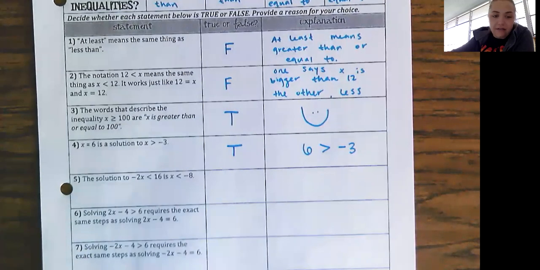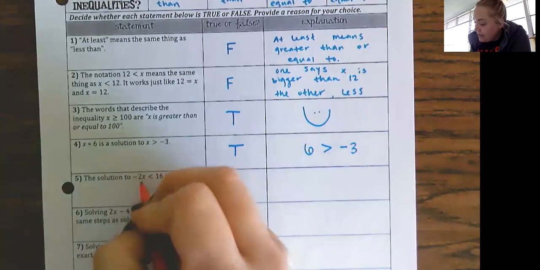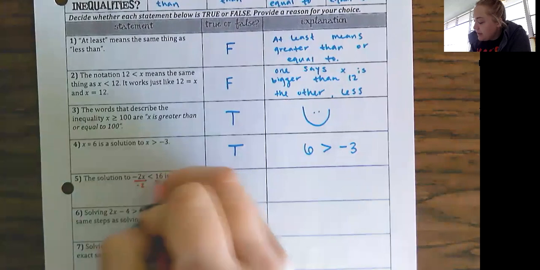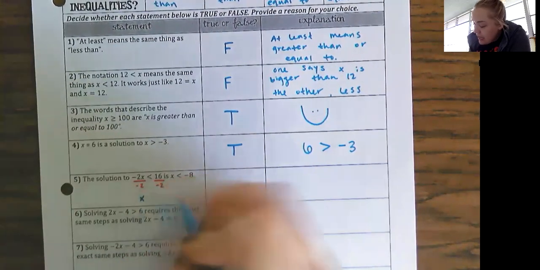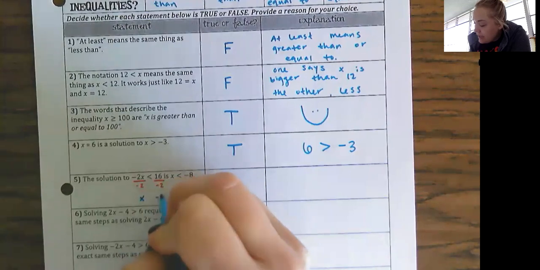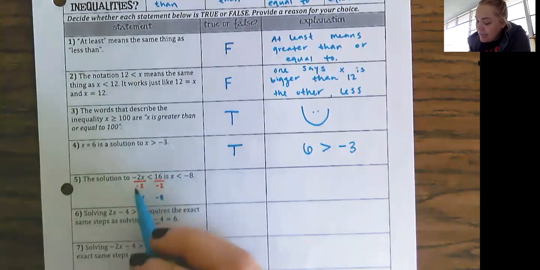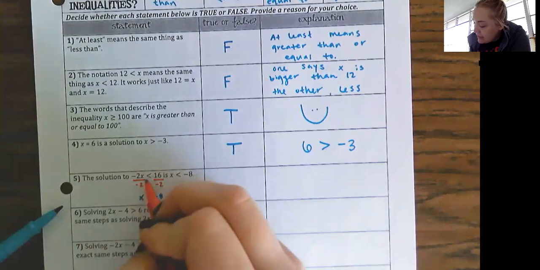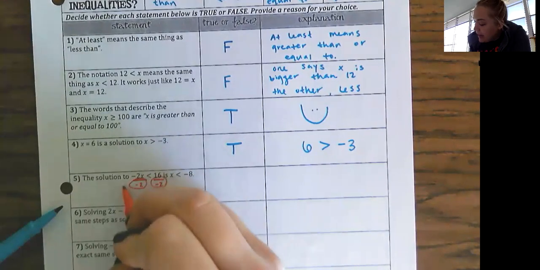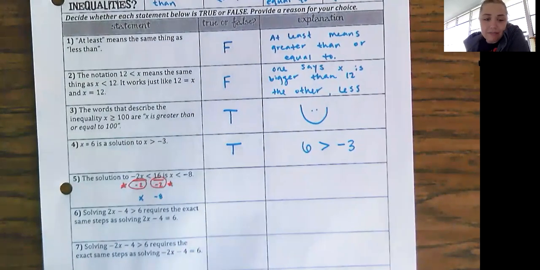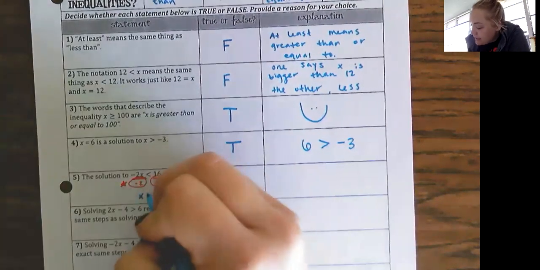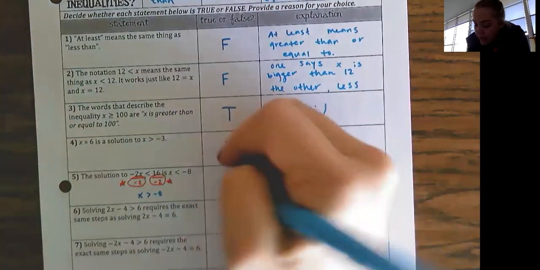Okay, the solution to -2x < 16 is x less than -8. So let's solve this thing. We know how to solve an equation. To undo -2 times x, I would divide by -2, divide by -2, and I would get x, and this side I would get -8, but there's a problem. When I divide both sides by a negative number, something fancy happens to the symbol in the middle. It reverses. So this one is false.